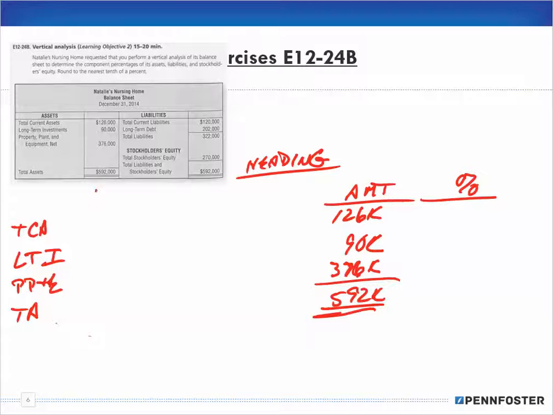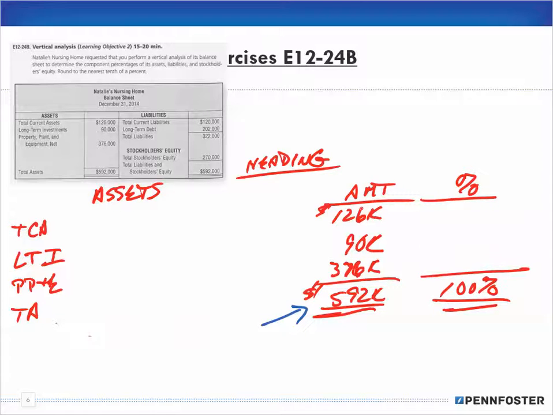So when I'm looking at my assets here, what's the base I'm going to use? All right. The base I'm going to use is going to be my total assets. Right. So my percentage for my total assets will be 100% because that's my base. Right. So now all I'm going to do is take each one of these figures and divide it by the 592,000 in order to get a percentage.